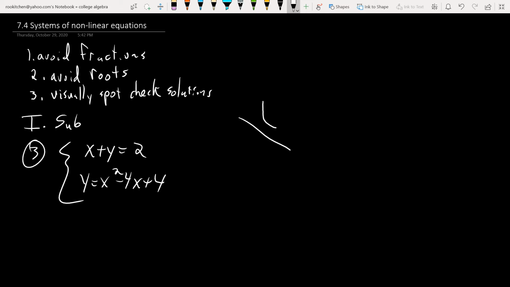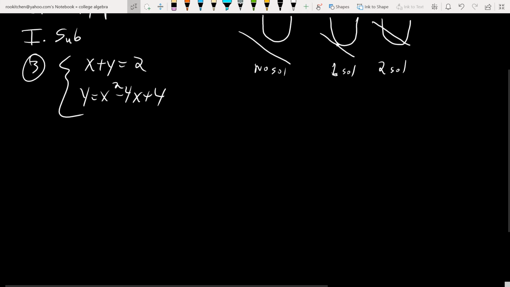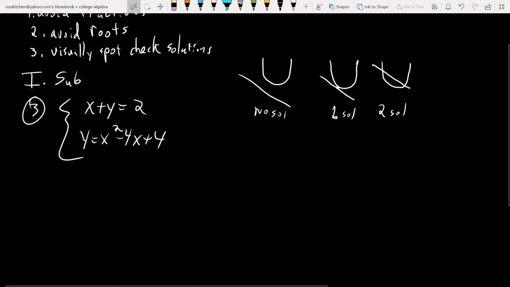So either the line is going to miss the parabola and you're going to have no solutions, or the line will just barely touch the parabola, in which case you'll have one solution, or you'll have two solutions if the line goes through the parabola. So you can do a check that way and not have to worry so much. If you get 4 solutions, you know something's wrong, right?